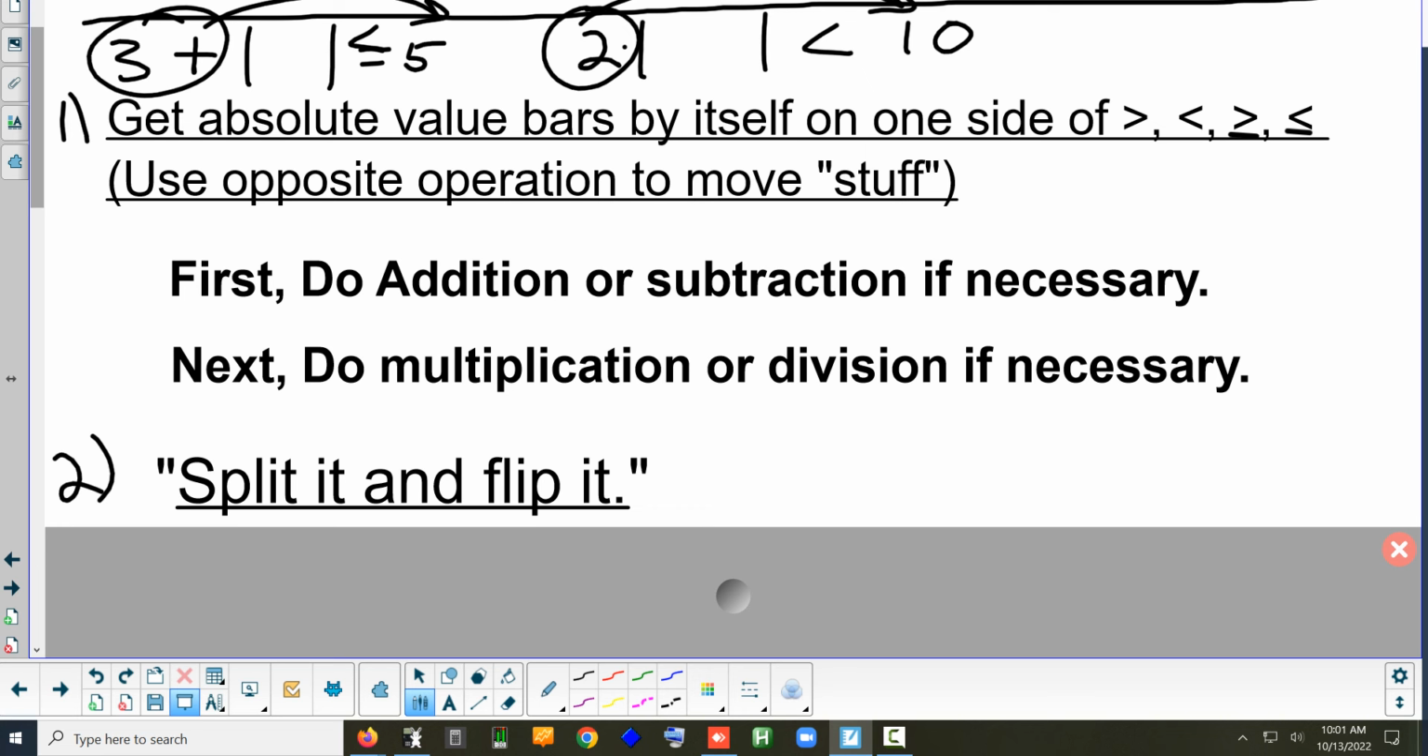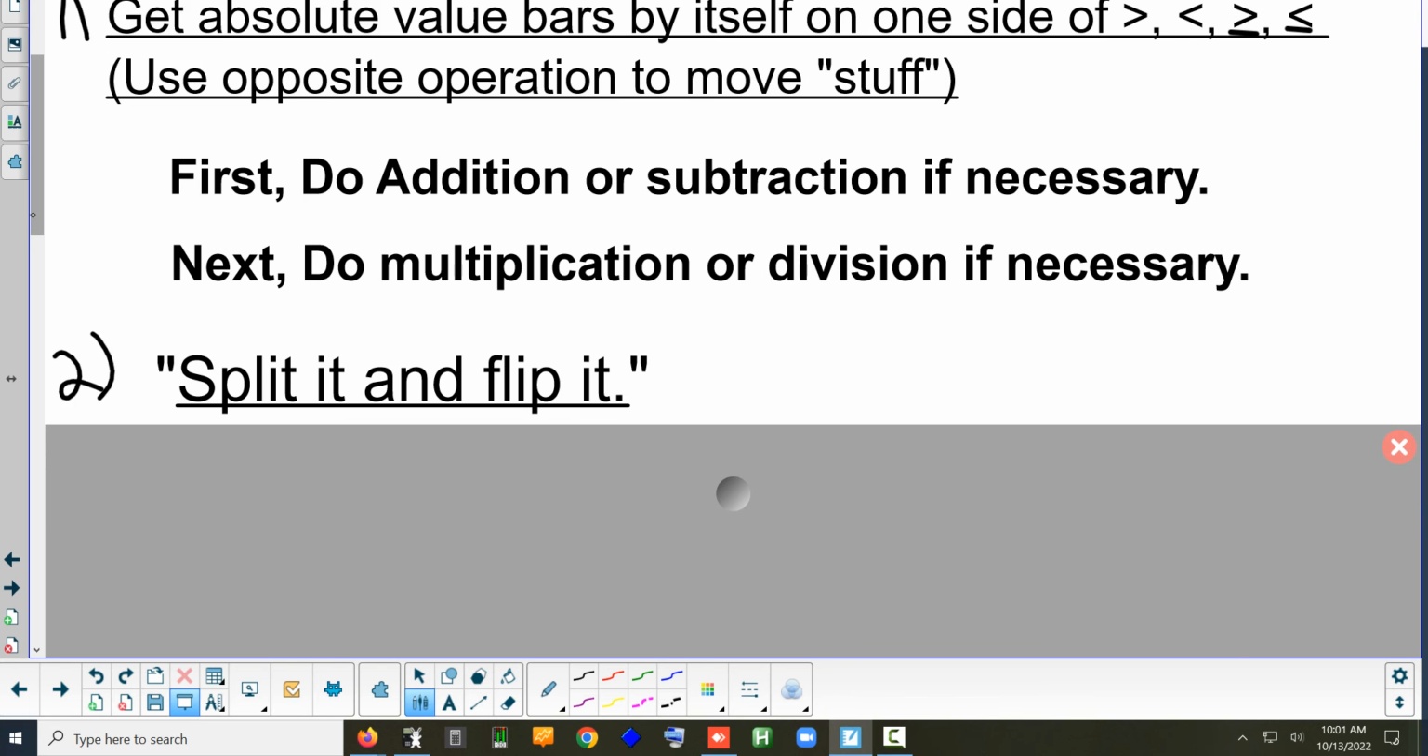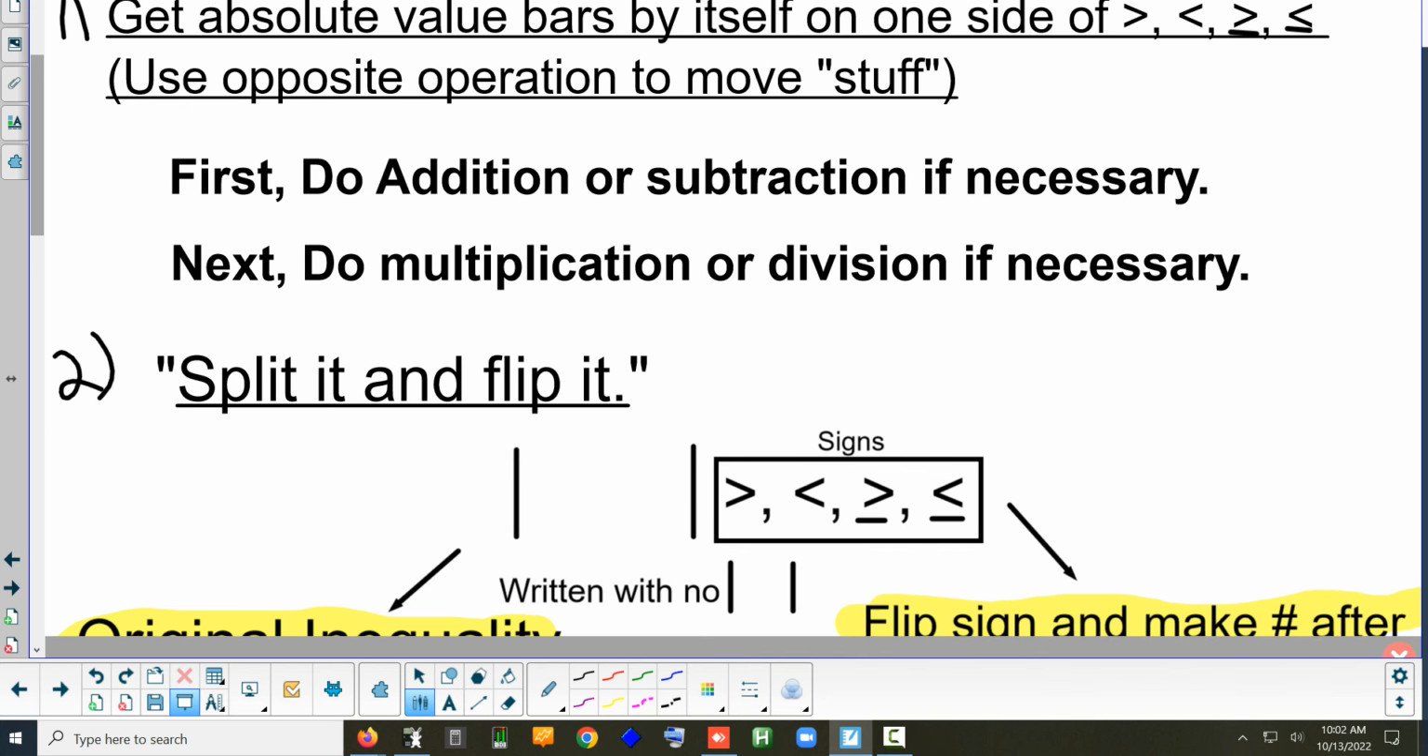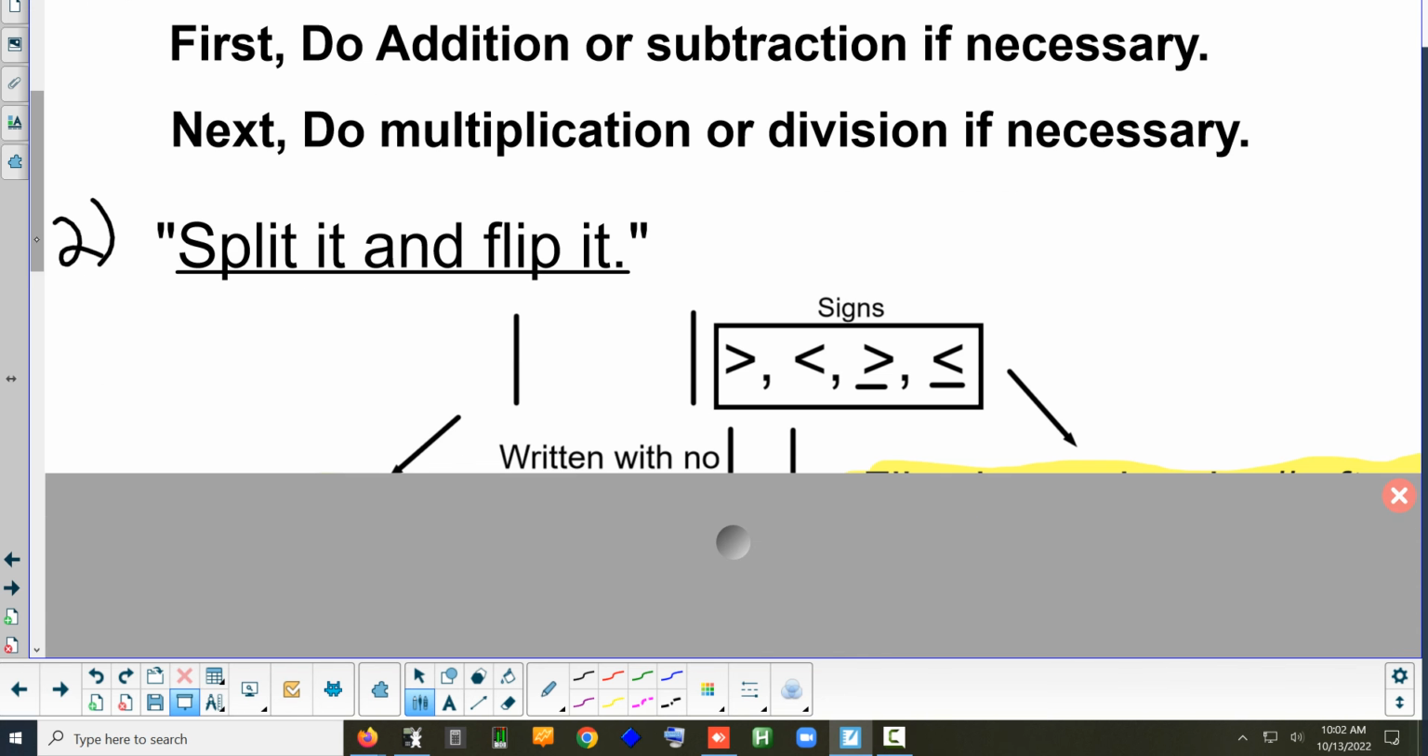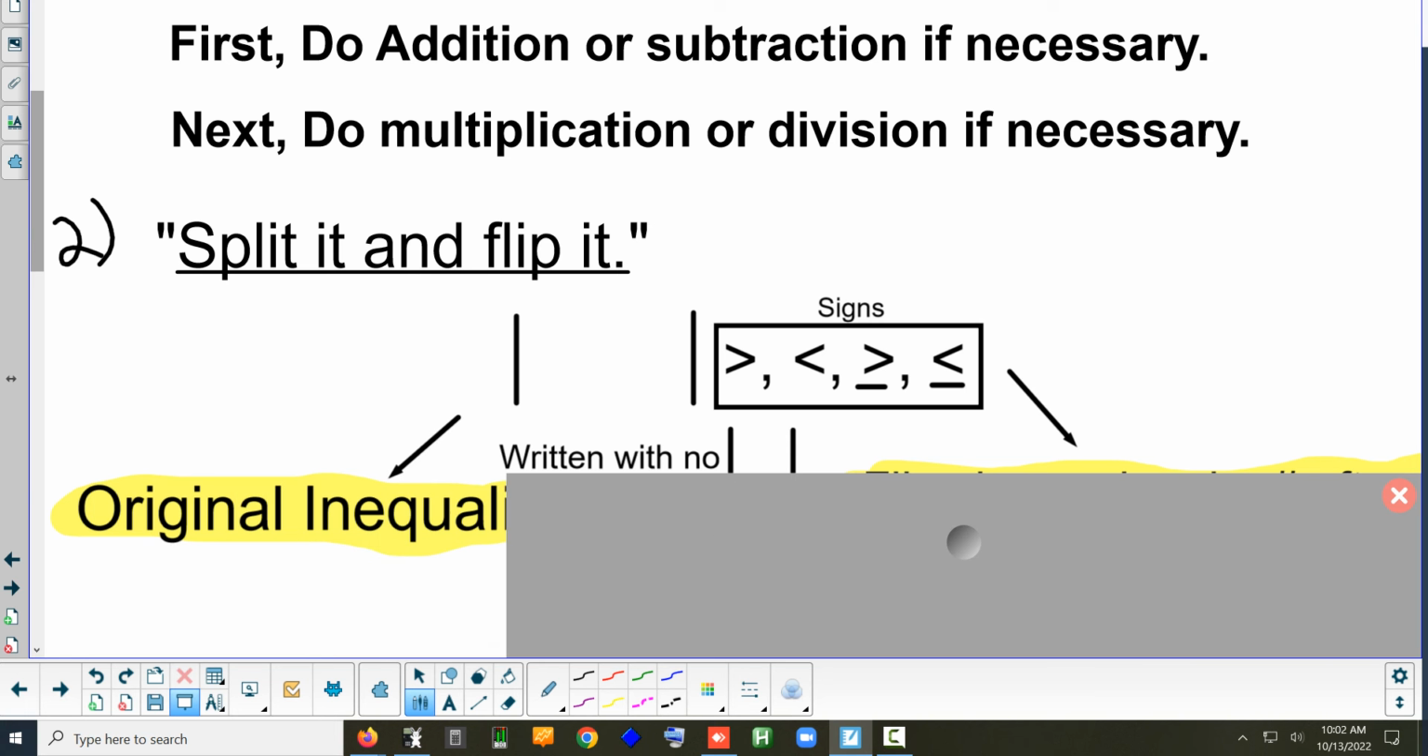So the split part, you guys saw that in the warm-up. We split it into 2 problems. The flip part, well, that's a little bit new. We didn't have inequalities in the warm-up. We had equal signs. And now we have inequalities. So part of the problem is going to involve flipping the inequality. So you're going to see one of those 4 signs. Okay, you guys already have those printed on your notes. It's either going to be a less than, greater than, less than or equal to, greater than or equal to. Okay, it'll be one of those 4.